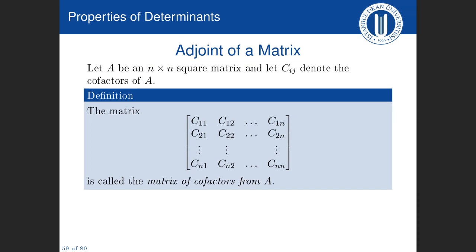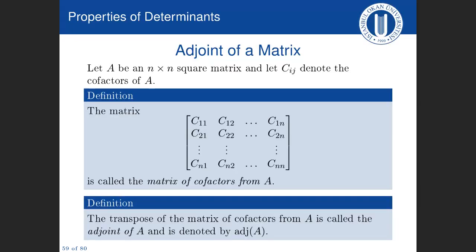Next, I want to talk about the adjoint of a matrix. Let's suppose A is an n by n square matrix, and let Cij denote the cofactors of A. If we write down the n by n matrix, where each of the entries is the cofactor of the matrix that we started with, this is called the matrix of cofactors from A. And then if we take the transpose of this matrix, we get a matrix which is called the adjoint of A. And we write that as adj of A.